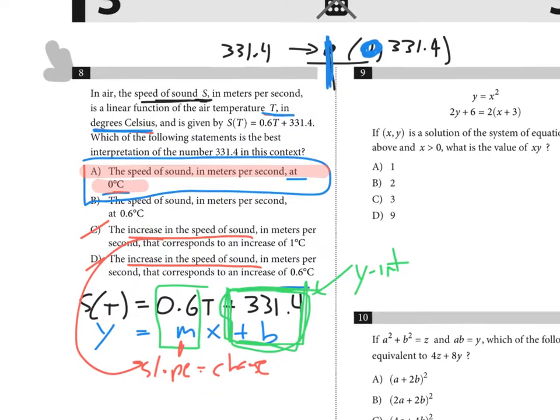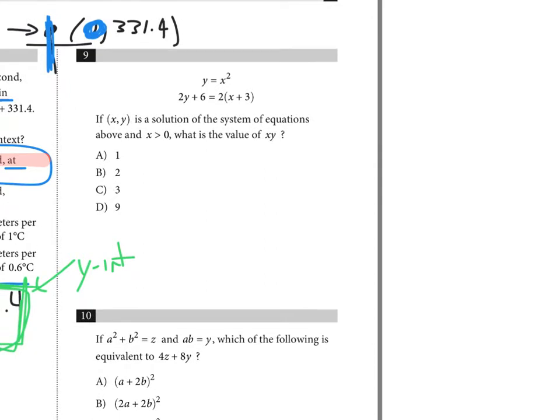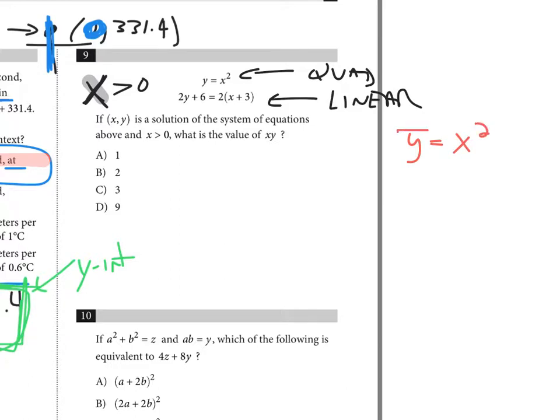Problem 9, if x, y is a solution to the system of equations, and x is greater than 0, so here they're telling you that x has to be a positive value, what is the value of x times y? So this is an example of a quadratic and linear system of equations. And what I'm going to do is solve this by substitution. Since you're told y equals x squared, I'm going to take the y out of the second equation and simply substitute in x squared. So here I'm going to have 2 times y.